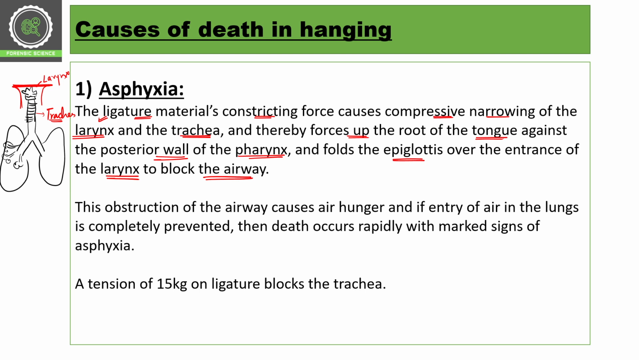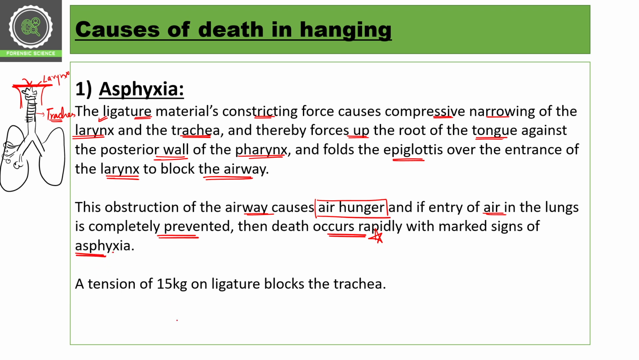Larynx, trachea, pharynx, everything is blocked, because whatever the ligature material is, for example a sari, rope, or anything else, it will create the constricting force against the larynx, trachea and pharynx, and the tongue will again play a very important role, blocking the airway. This obstruction of airway causes air hunger. We are not able to breathe through the nose because it comes to the same path. If the air is blocked, the person will crave oxygen. If entry of air into the lungs is completely prevented, then death occurs rapidly. This is important: if entry of oxygen is prevented, death will come very rapidly.